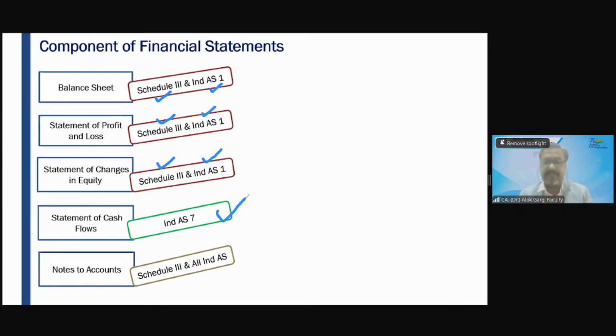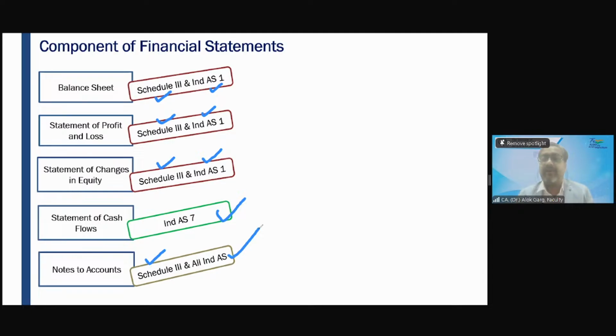Okay. Yes. Notes to accounts. Then in notes to accounts, of course, Schedule 3 is relevant and all Ind AS are relevant, right? Schedule 3 provides the disclosures in the notes to accounts and all Ind AS are relevant. For example, Schedule 3 gives you that you have to provide debtors aging, creditors aging, capital work in progress aging, right? Intangible asset under development. When you are dealing with stock of companies, then the disclosure relating to stock of companies, disclosure relating to promoters, all these aspects are given under Schedule 3 and all Ind AS.